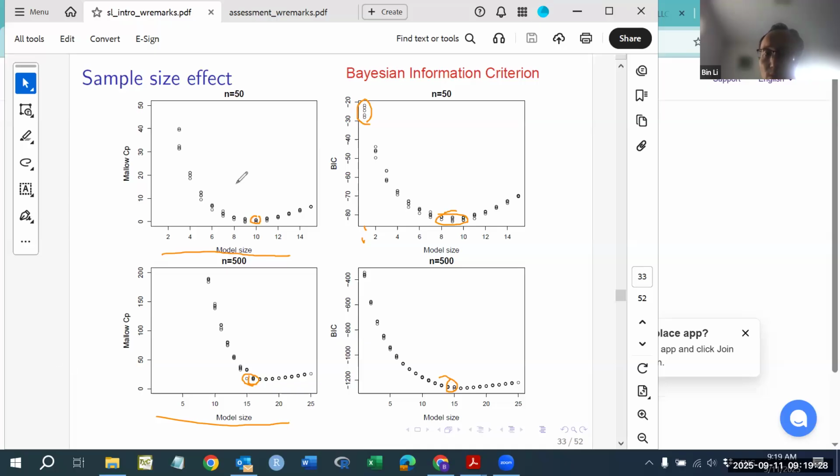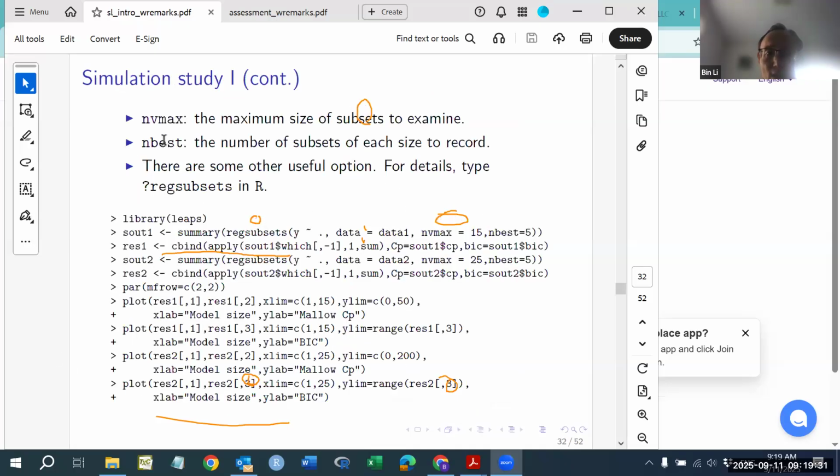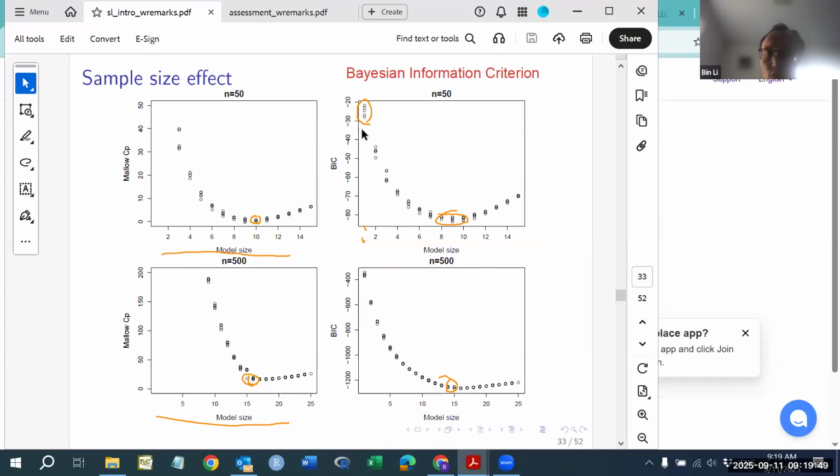Why? Look, what is nbest? With nbest, I'm only selecting the number of subsets that have the best performance at each model size. I set nbest to be 5. That's why I only show the top 5 best models for each model size.